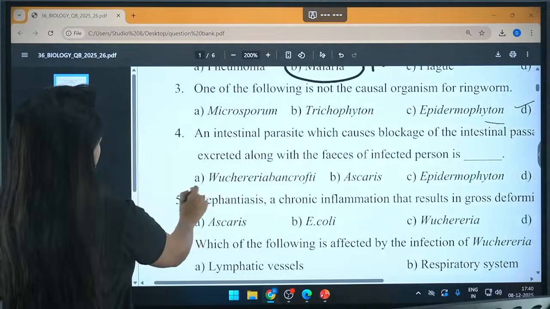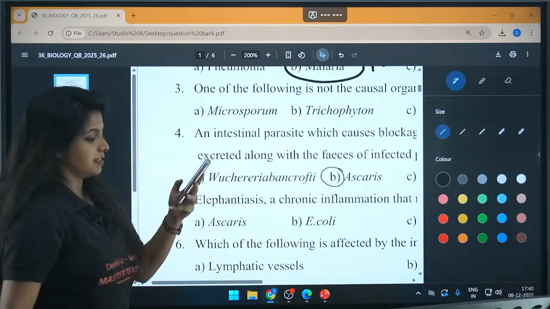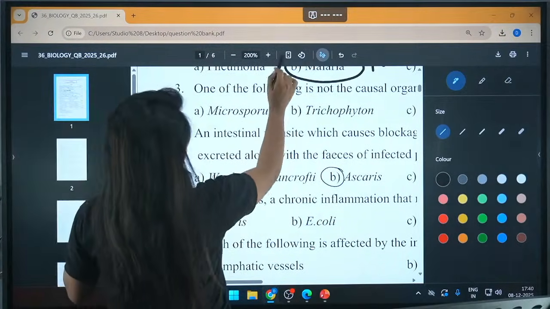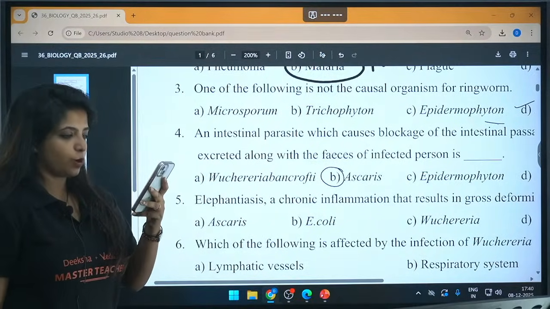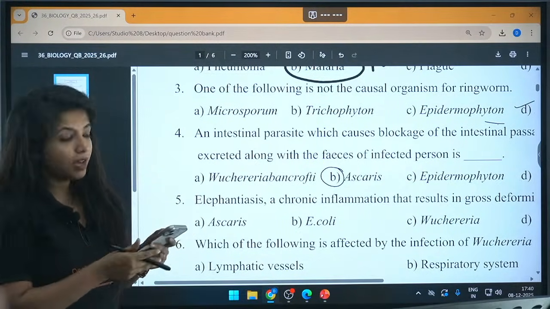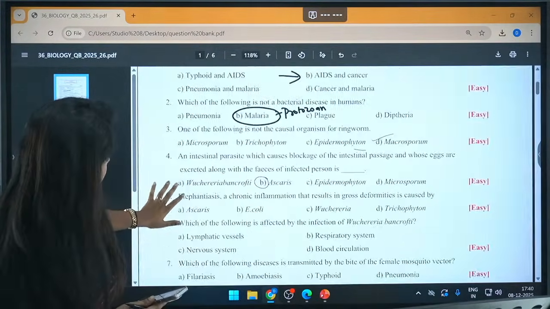So over here, the answer for this particular question is B, Ascaris. Got it? Yes, Rugmini. Yes, Puttaraju Karthik, awesome. So children, I hope you have got it. Please do not mess around with these types of questions. Let's go ahead with the next question then.